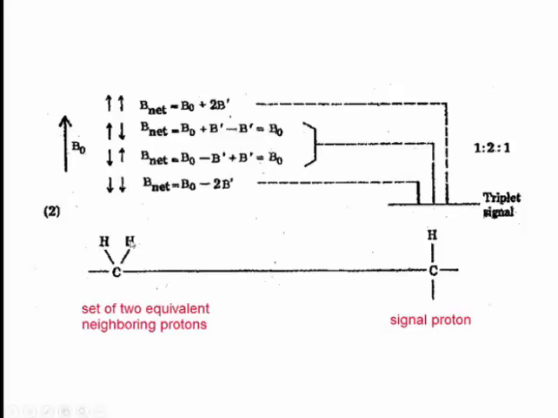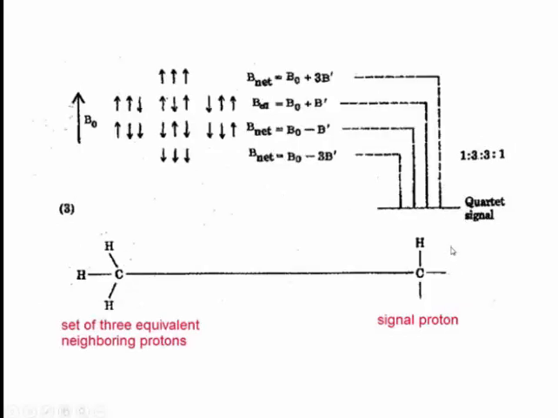The two neighboring protons can both spin in the same direction, let's say spin up, or they can both be in the same direction, spin down. Or one can be spin up and the other spin down. If you count them, that corresponds to three different local fields created by the neighboring set of protons. 1, 2, 3. So our signal proton, feeling three different local fields from the neighboring protons, is going to create 3 NMR signals, a so-called triplet.